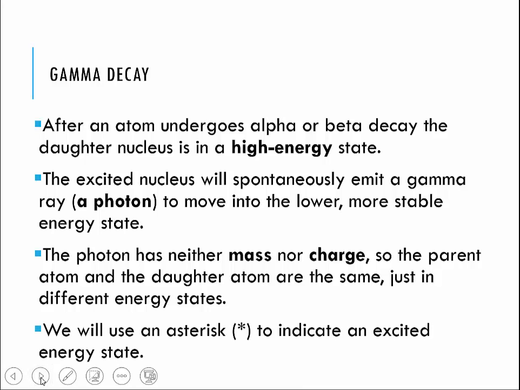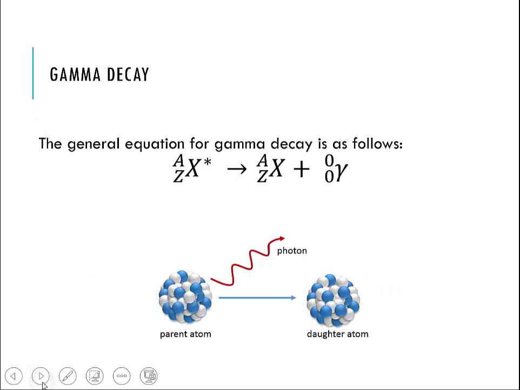So in order to show this excitement, we're going to use an asterisk, the little star, to indicate that it is very excited and wants to undergo gamma decay. So you'd start with something like this, excited. It undergoes gamma decay, and look, it's no longer excited, but they are exactly the same thing. The photon just shoots off into space.